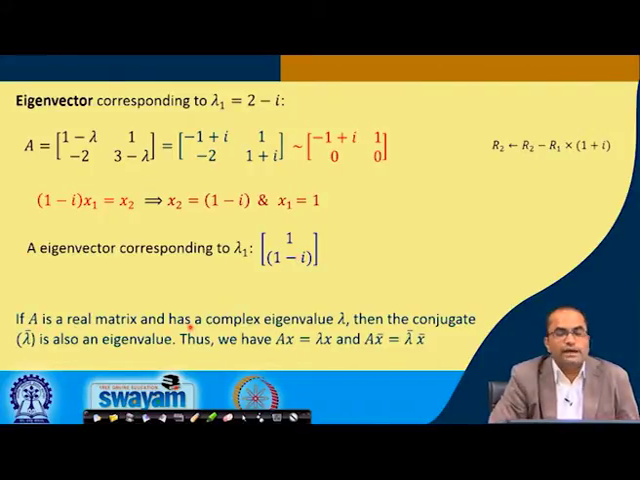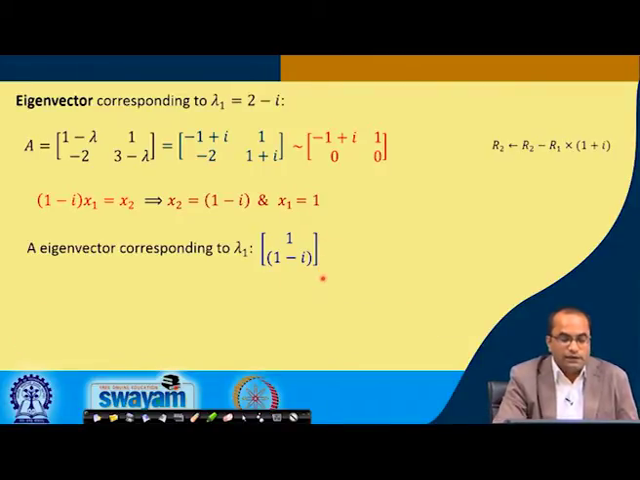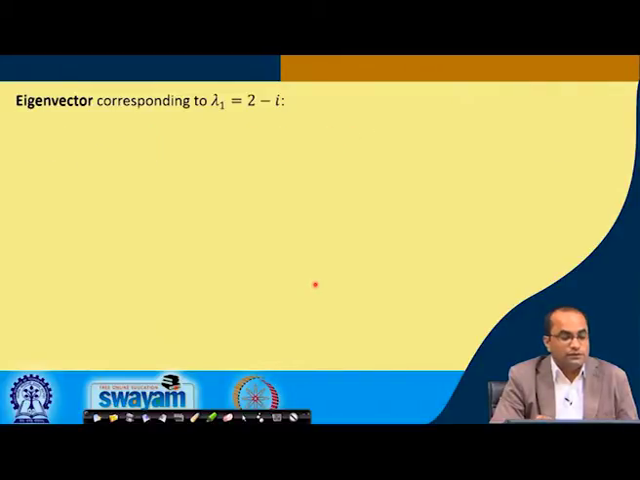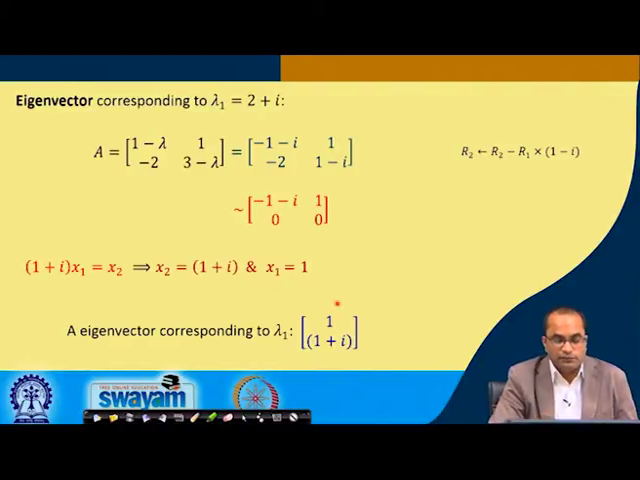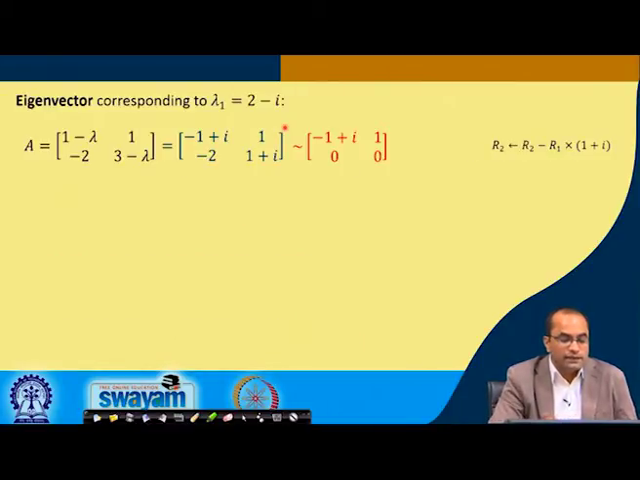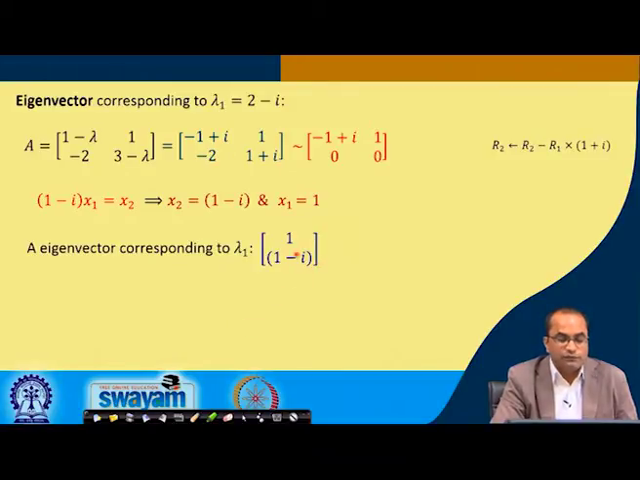If A is a real matrix, this is the result, not related to this example, but a general result. What we observed in this example is that the earlier eigenvalue was 2 plus i and the corresponding eigenvector was (1, 1 plus i), and now we have 2 minus i, and the eigenvector we get is (1, 1 minus i). So one of the eigenvectors here is exactly the conjugate of the eigenvector corresponding to its conjugate eigenvalue. That is a nice result here.